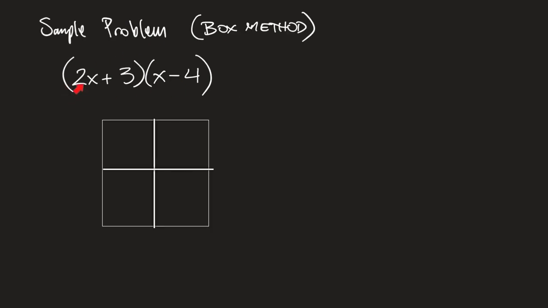Now we have a new sample problem. We made it a little simpler. We're going to use the box method. Here's the box. I'm going to explain what this means. When I use the box method, I write one of the binomials along the left column and the other one along the right column. Okay?